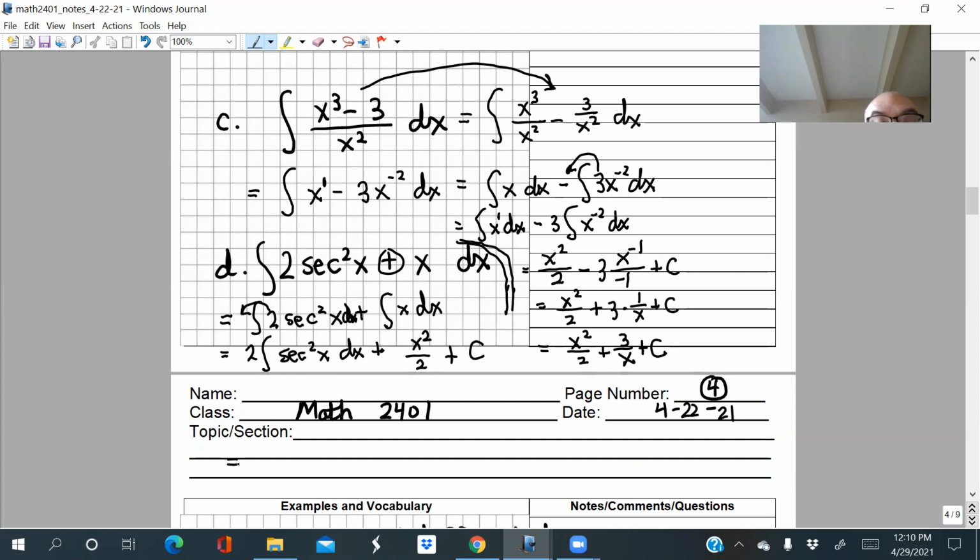What is the antiderivative of secant squared? Don't forget the 2 is still going to be there, but what's the antiderivative of secant squared? Now, that's a trig function, so it looks like it might be hard, but we just have to think a little bit. Do we know a trig function whose derivative is secant squared?